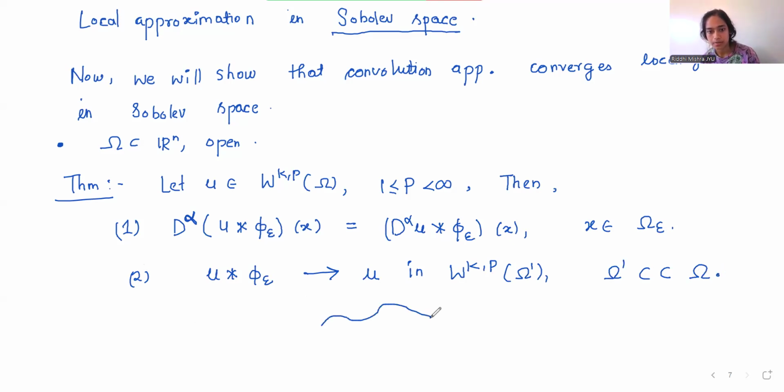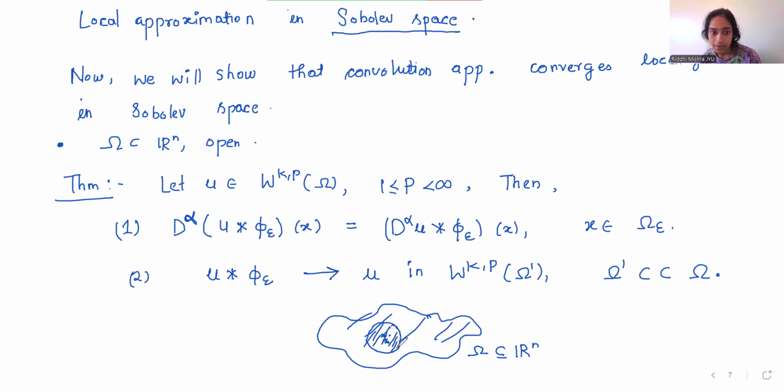So for any open set in R^n, you take any function which is in W^{k,p} in this domain, then you can approximate your function locally. Let's say this is your point, and you can approximate your function locally in this neighborhood with a smooth function. So this is the local approximation of your Sobolev function with smooth functions. And how to prove it?